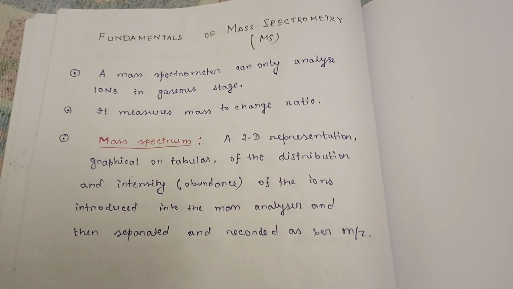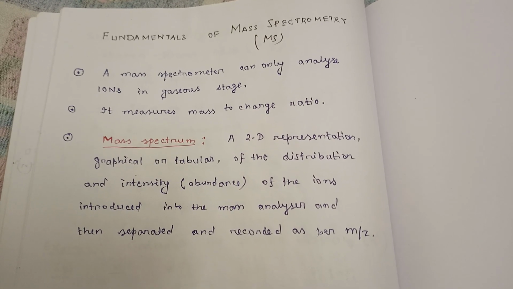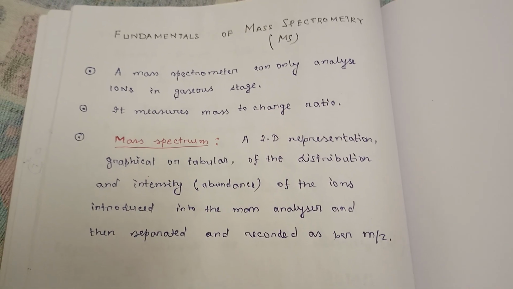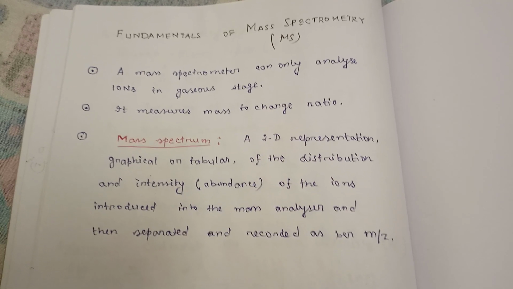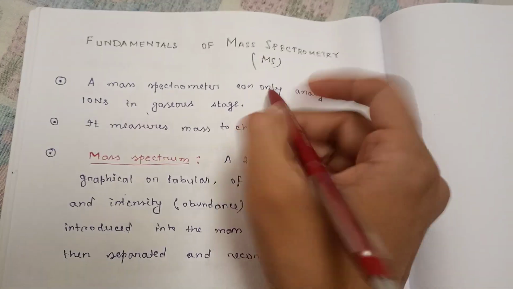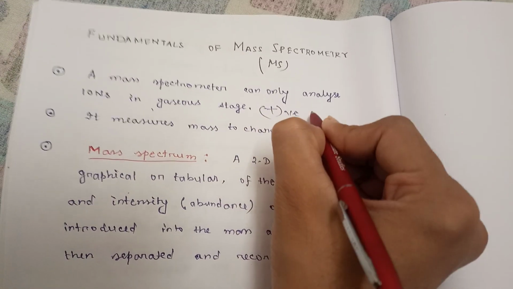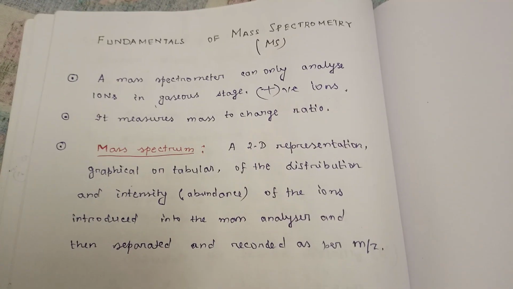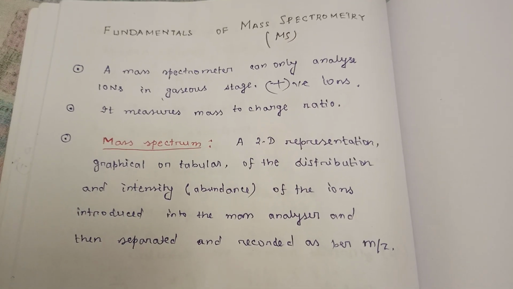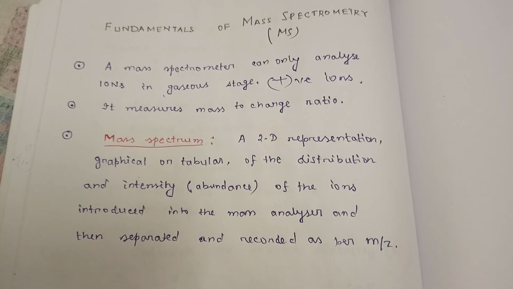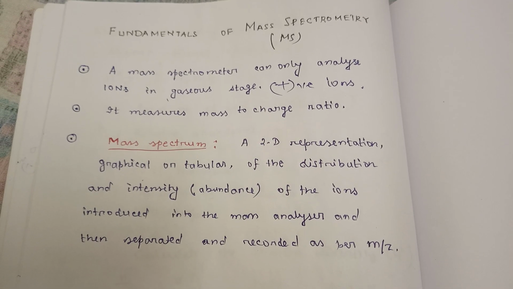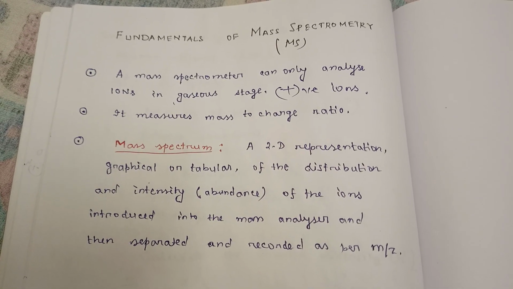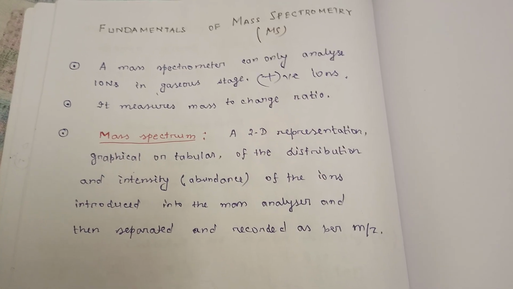Today we will learn about the fundamentals of mass spectrometry. So here you can see that a mass spectrometer can only analyze ions in gaseous stage, and that is also positive ions. So let's say the first thing, why we will use mass spectrometry. It can measure the mass of a molecule, like for analyzing some peptides or amino acids or proteins. You can use a mass spectrometry to know the mass of that unknown thing.